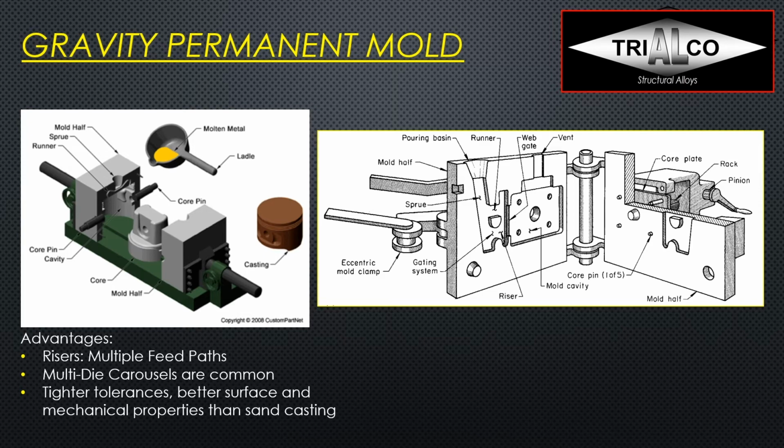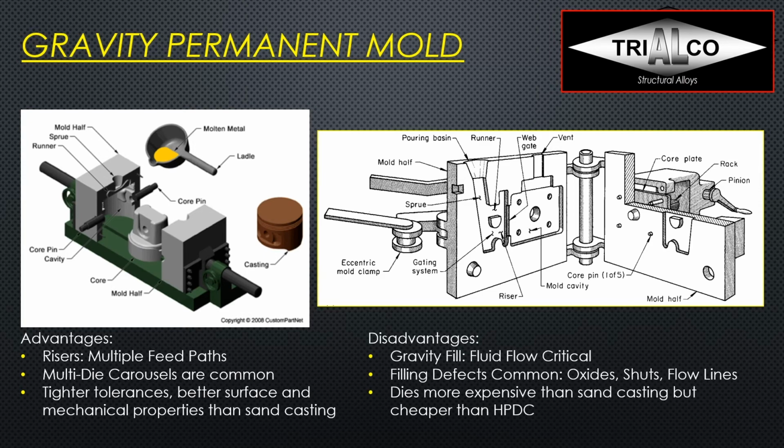The disadvantages are the gravity fill, so fluid flow is critical. You really have to have very good know-how about gating and risering. You can also easily have filling defects, oxides, shuts, and flow lines. And finally, dies are more expensive than sand casting, but still a lot cheaper than high pressure die casting.